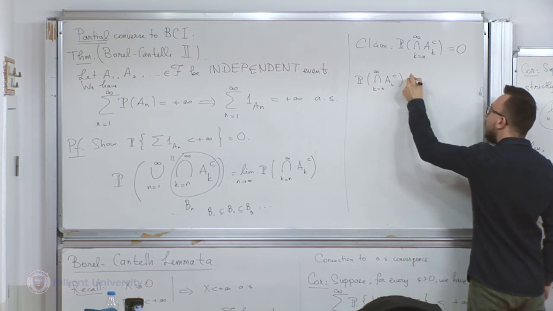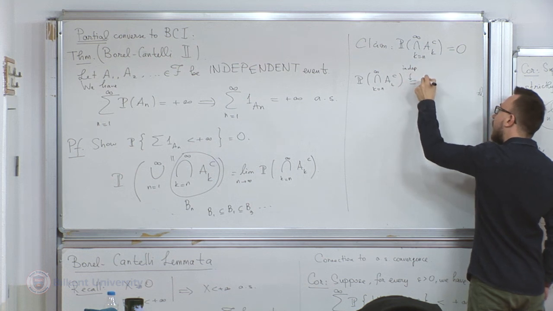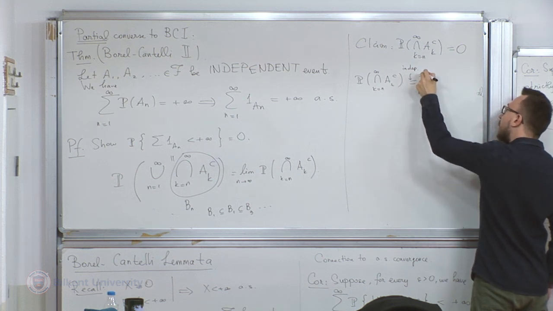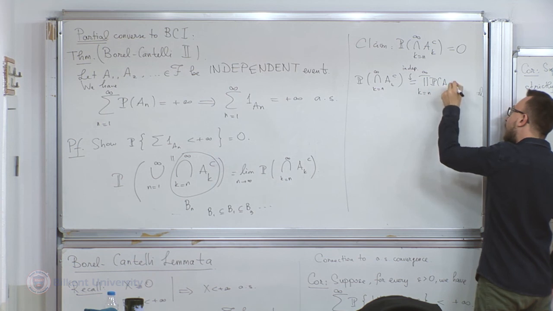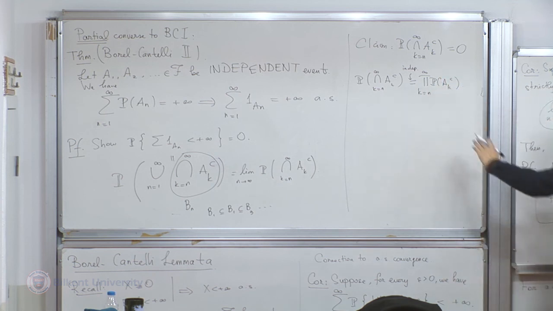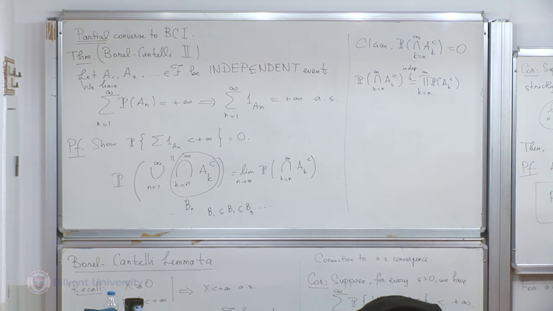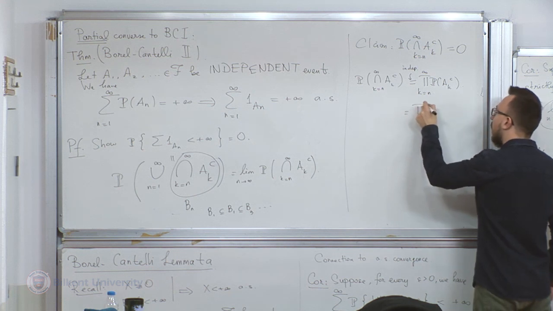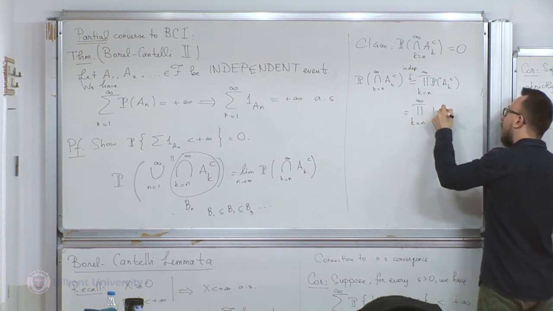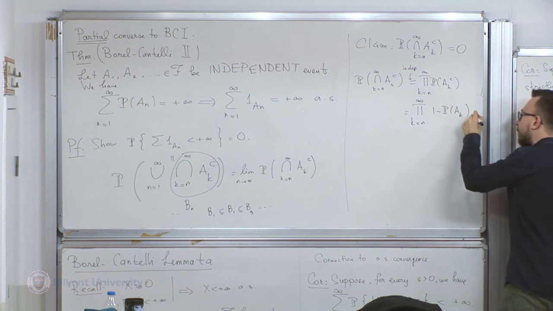Since these are independent events, I can write it as a product of probabilities. Although you might say I'm cheating because I'm using the infinite version of this product rule. So I leave it to you to verify it in the infinite case. Of course, this needs to be checked. This is an infinite version, but maybe using some monotone convergence arguments, you can prove it. Anyway, so this is the product from k = n to infinity of 1 minus probability of Ak, right?